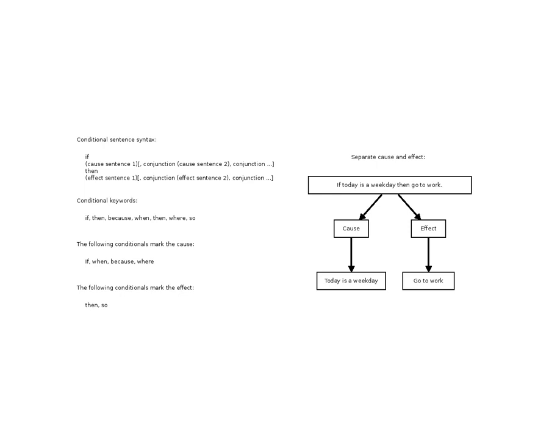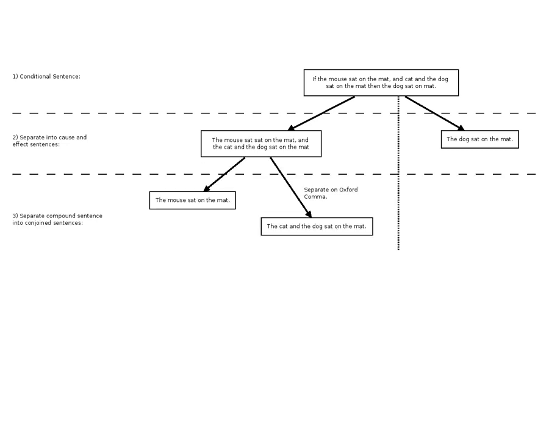So when we start with a conditional sentence like, "if the mouse sat on a mat, and the cat and the dog sat on a mat, then a dog sat on a mat", we break it down into the cause sentence, "the mouse sat on a mat, and the cat and the dog sat on a mat", and the effect sentence, "the dog sat on a mat". After that, we separate the causes and effects into multiple conjoined sentences by looking at the Oxford commas. So that's commas followed by conjunctions.